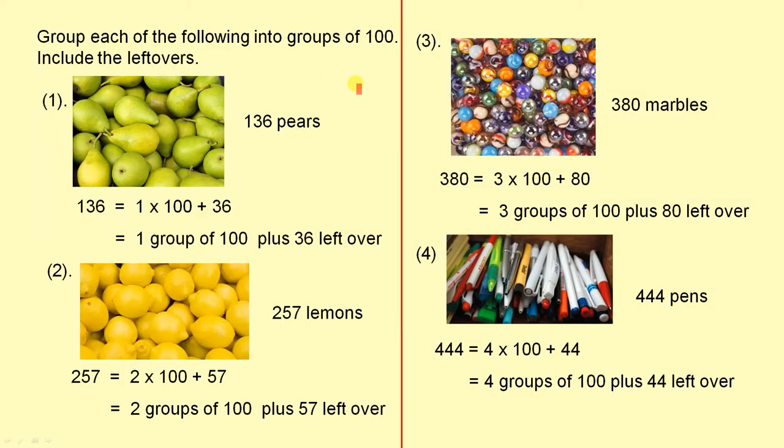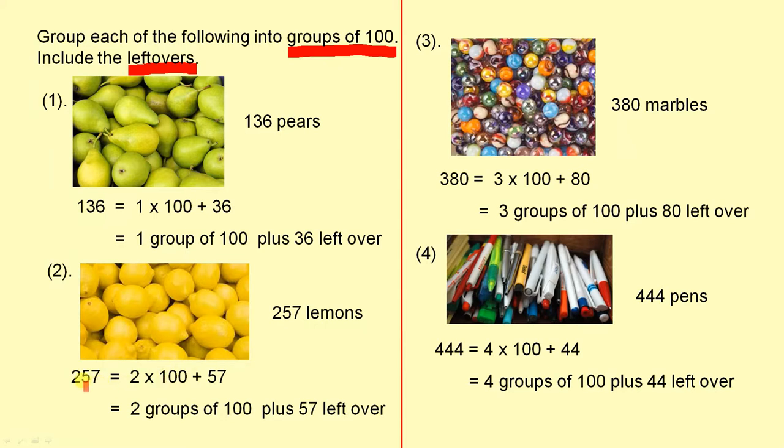Group each of the following into groups of 100. Include the leftovers. So now we have groups of 100 plus whatever is left over that cannot make 100. 136 pairs. 136 is 1 times 100, because the 1 is in the hundreds column, and you've got 36 left because they cannot make 100. So one group of 100 plus 36 left over.